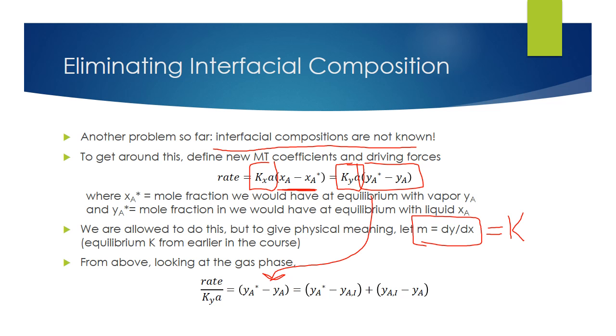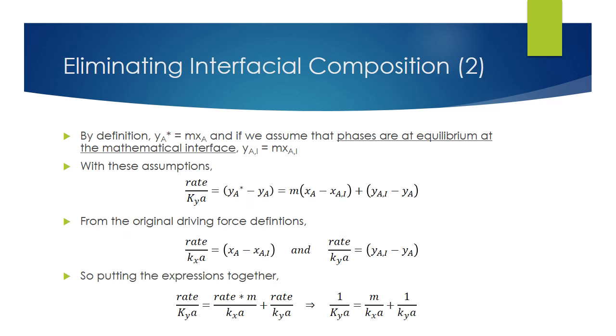If I take that rate on the right-hand side and divide it by capital K_y times a, that's equal to Ya star minus Ya. So it's just the driving force for mass transfer. And I can also rewrite that by adding and subtracting Yai. Now, it's not entirely clear why I'm doing that yet, but I'm allowed to do it mathematically. So on the next slide, I'll show why I did that.